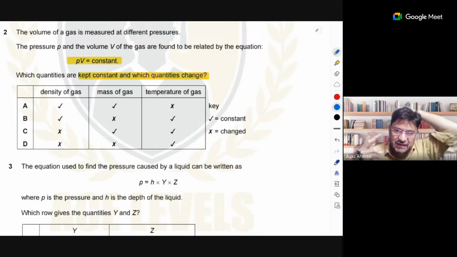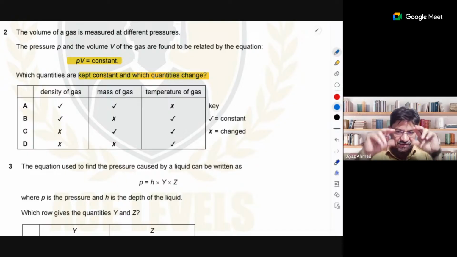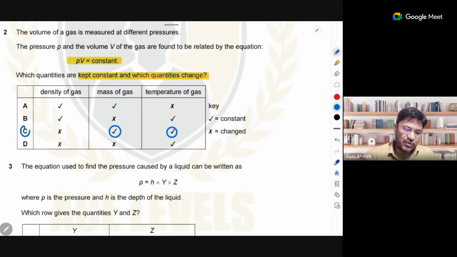For density, I can make it clear that when the pressure increases, the density will increase, molecules will get closer. And when the pressure decreases, molecules will get apart. That is why density will not remain the same. So two things will remain the same: mass of the gas and temperature of the gas. So density is not constant. That is why it is this. Okay, clear?